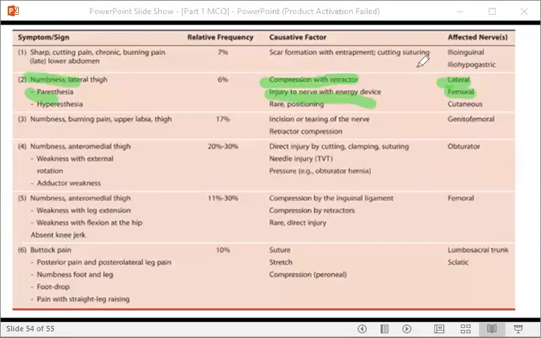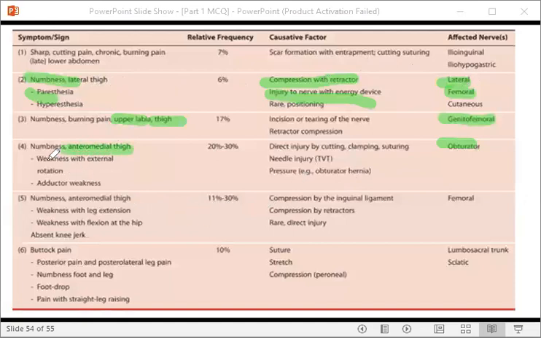The iliohypogastric: this is entrapment, cutting, or suture, and usually it is sharp cutting pain, burning pain. Numbness and burning in the upper labia and thigh: as long as they mention the upper labia and thigh, this is usually the genitofemoral nerve, and usually it is incision or tear of the nerve by retractor compression. The obturator, and we focus on the obturator, is the numbness of the anteromedial thigh, the exact opposite of the lateral femoral cutaneous.